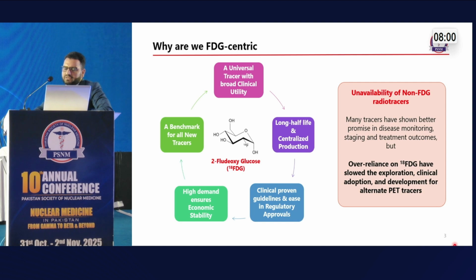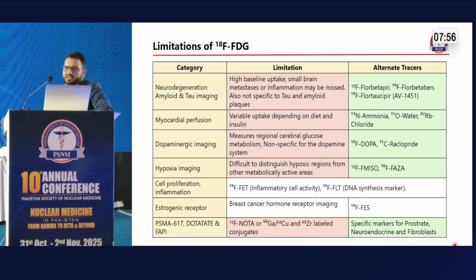So now I will give you some of the examples from the clinical work that will highlight the tracers which are performing better than FDG. So if you see some of the areas here, the neurodegeneration, the amyloid and tau imaging, which are known as the distinctive marker for Alzheimer's disease, we cannot detect them with the FDG. So we have to use the other possibilities like fluorobeta P, fluorotau C, or those tracers.